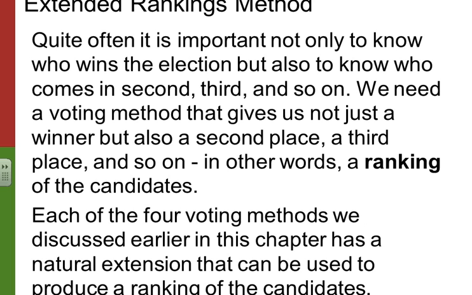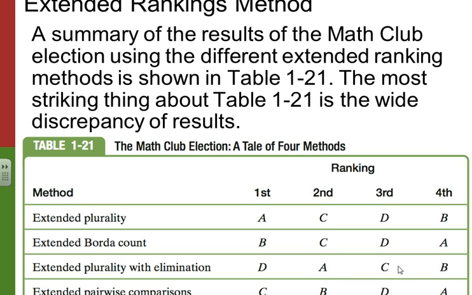Extended ranking method. Quite often it's important not only to know who wins the election, but also to know who comes in second, third, and so on. We need a voting method to tell us the ranking of the candidates. Okay, well, if you say so. So here we have the math club people, and the most striking thing about the table is the wide discrepancy of results. Okay, that's good.